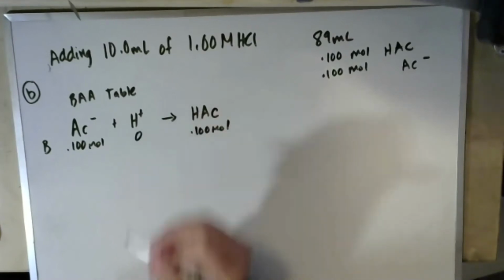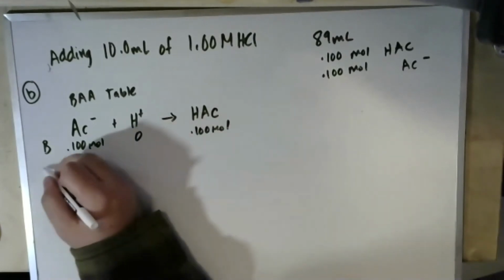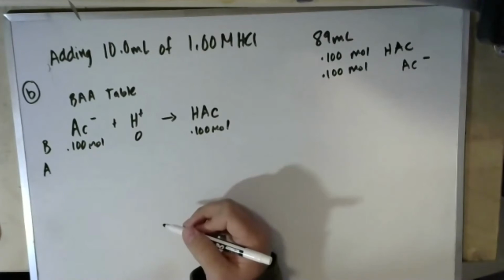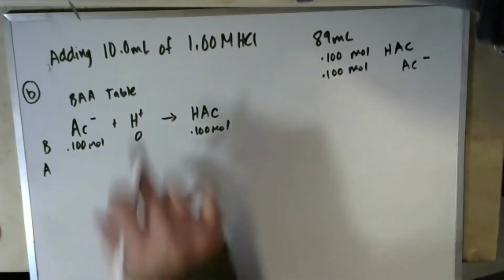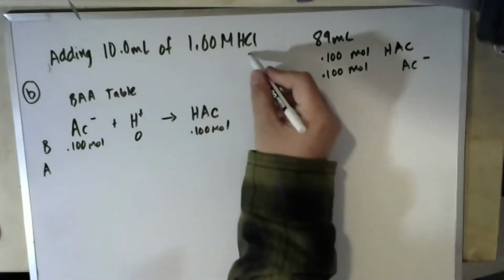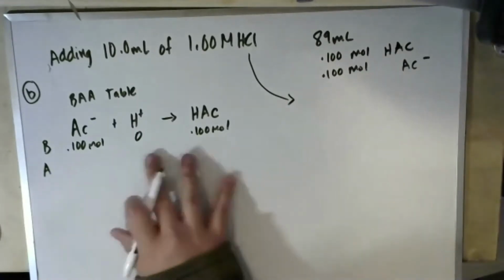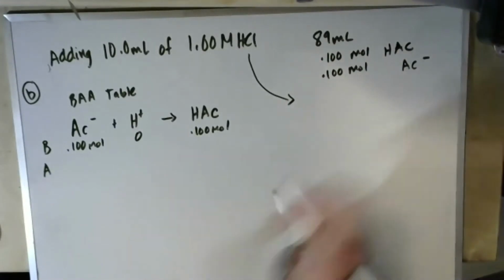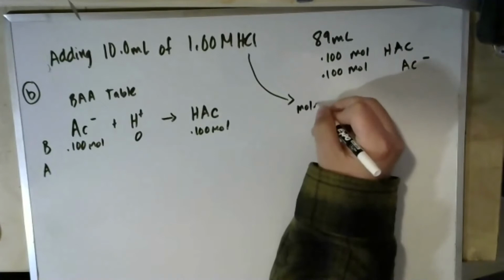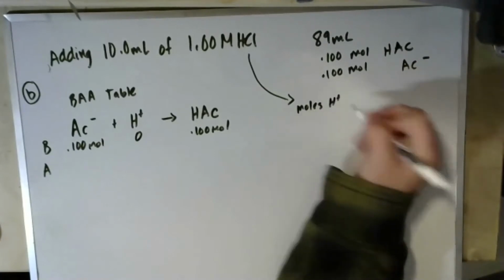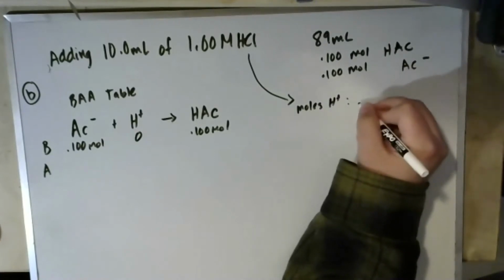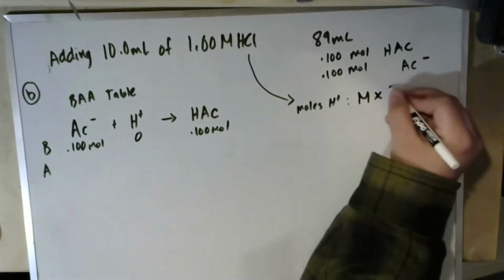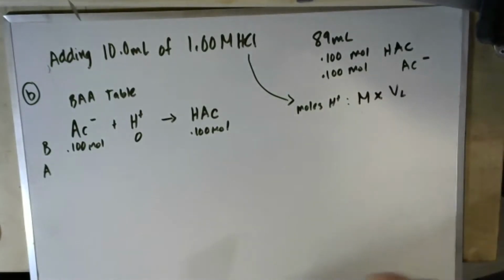Okay, we're not going to have any HCl to start with. And now we're going to do the addition section. Right, now they gave us a molarity and a volume here. So before we fill in any numbers in our BCA table, we want to figure out what the moles of H plus that we have are. To figure that out, we take the molarity and multiply it by the volume in liters.